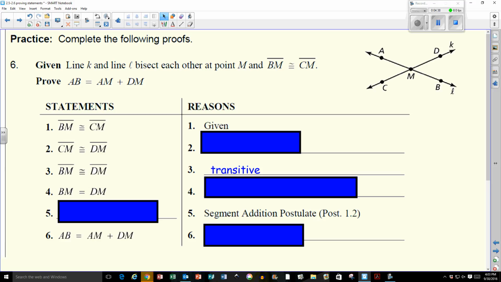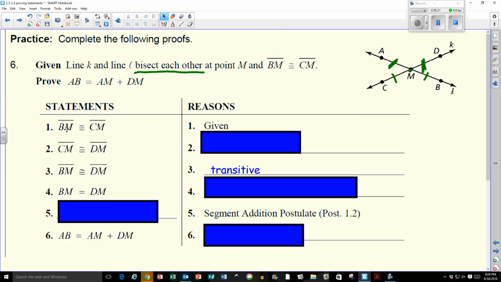All right. They're telling me that line K and line L bisect each other. So since they bisect each other, that means they cut each other in half. So they're bisecting each other at point M, and they're telling me that BM is congruent to CM. Well, if this is the midpoint of both line segments, then all 4 pieces are congruent. They want me to prove that AB, the whole thing here, AB, is AM plus DM. So the length of AB is the same thing as this piece added to this piece. So we're going to walk through and prove that.